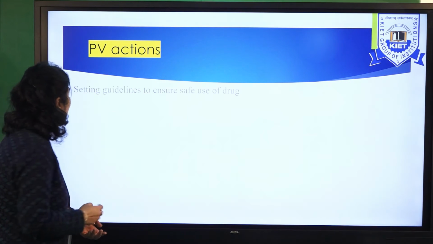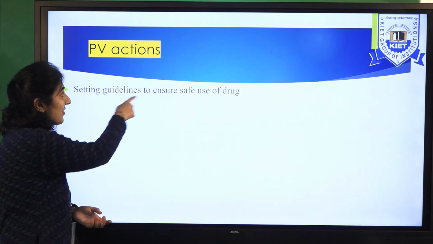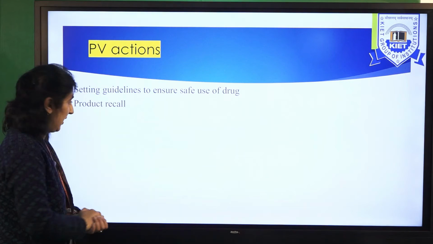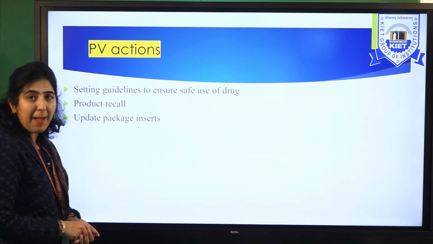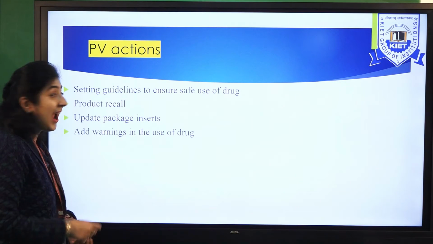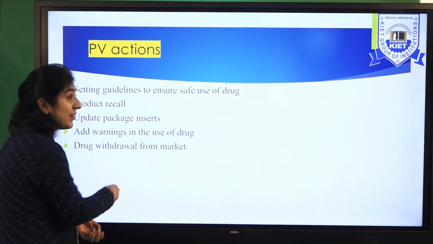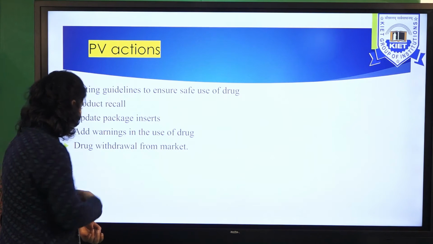So, what are further actions? Setting guidelines to ensure safe use of drugs. Product recall. Updating package inserts. Add warnings to the use of drug. Drug withdrawal from the market. We'll see this in the next slides.